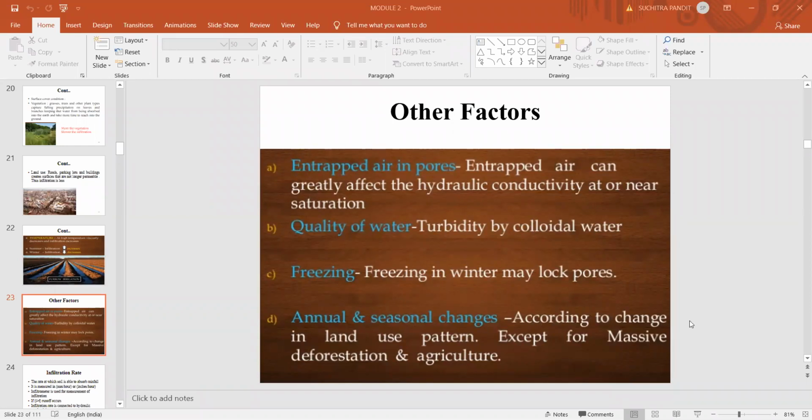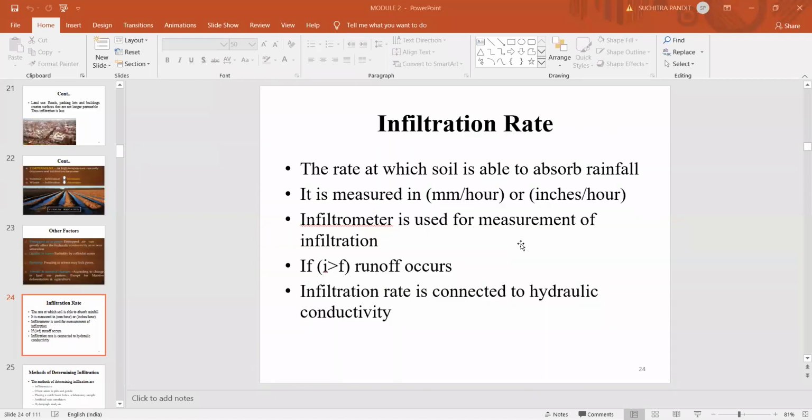Annual and seasonal changes. According to the change in land use pattern, such as massive deforestation and agriculture, the rate of infiltration may also change. So these are some of the other factors which influence the rate of infiltration. So now infiltration rate is the rate at which the soil is able to absorb rainfall, and it is measured in millimeters per hour or in centimeters per hour.